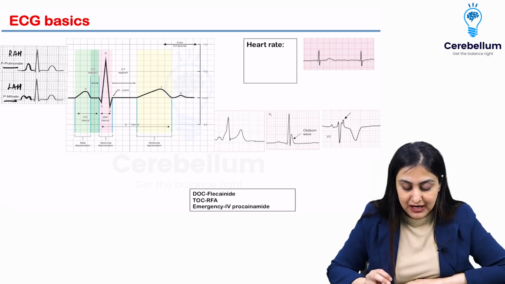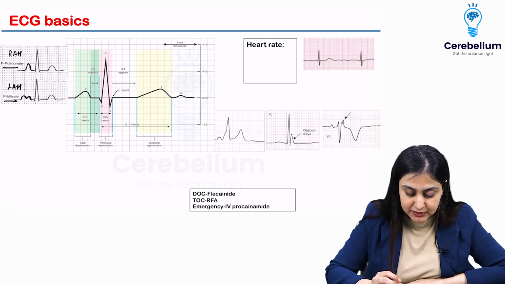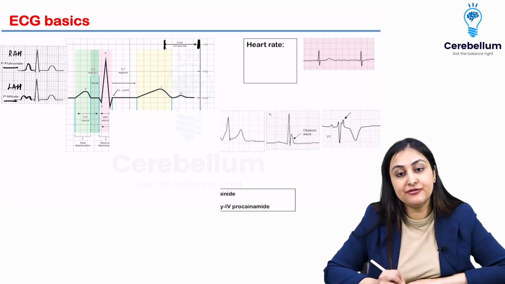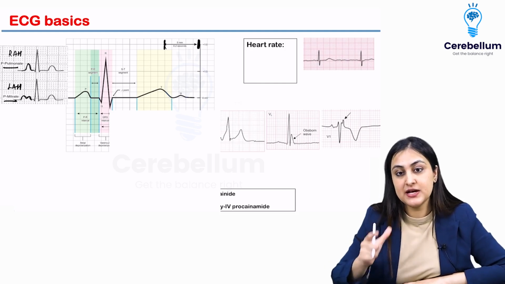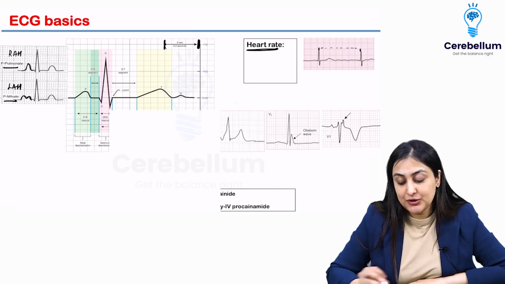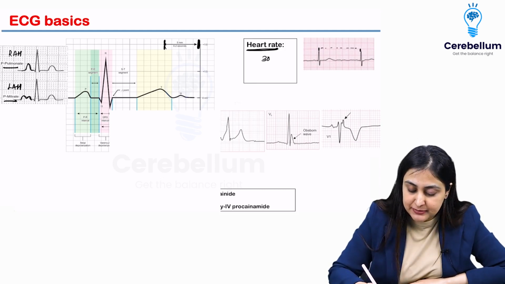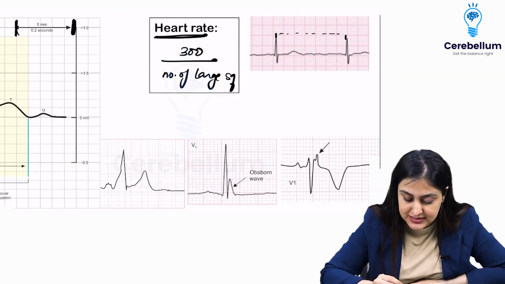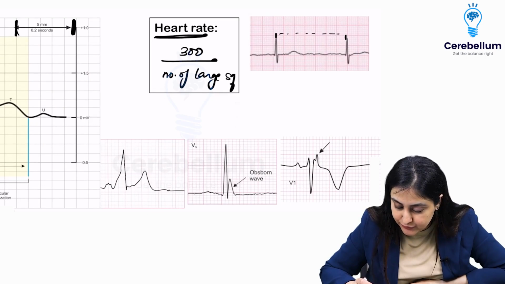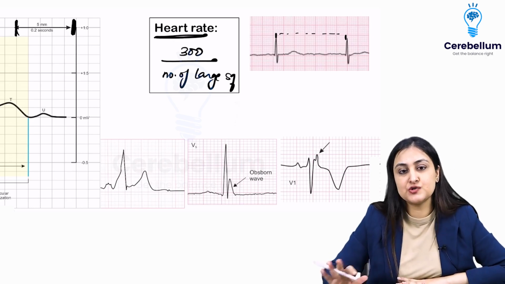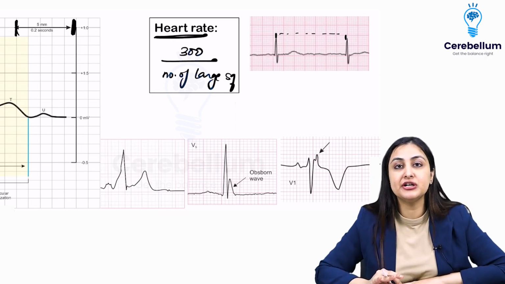Now let's talk about heart rate. If you see the schematic here, you can see that this is one large square. It represents 5 millimeters or around 0.2 seconds. So one large square represents 0.2 seconds. Basically, heart rate is calculated by looking at the number of large squares. Heart rate is going to be 300 divided by the number of large squares between two RR intervals. So if I have to measure the heart rate in this ECG, it's 1, 2, 3, 4, 5 and almost 7 boxes. So this is 6 to 7 boxes, which is less than 50. So this is definitely bradycardia.